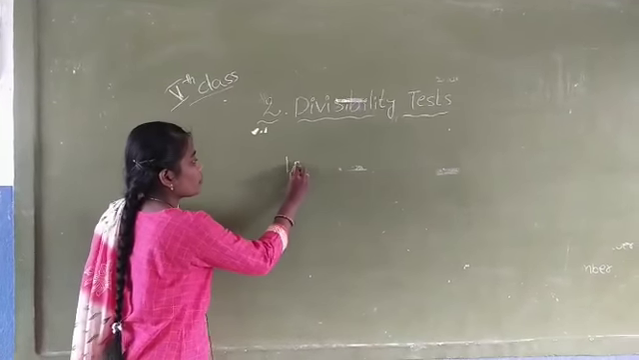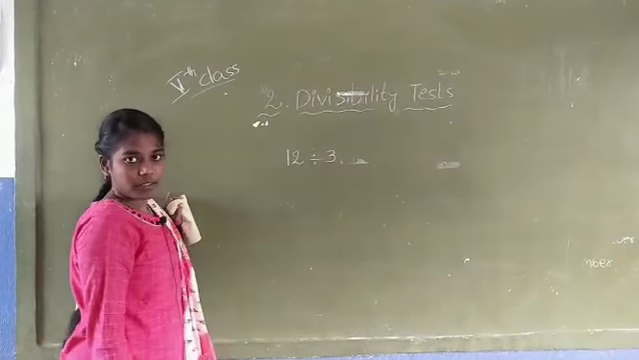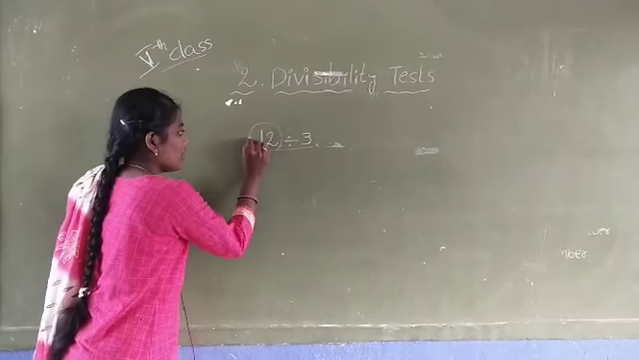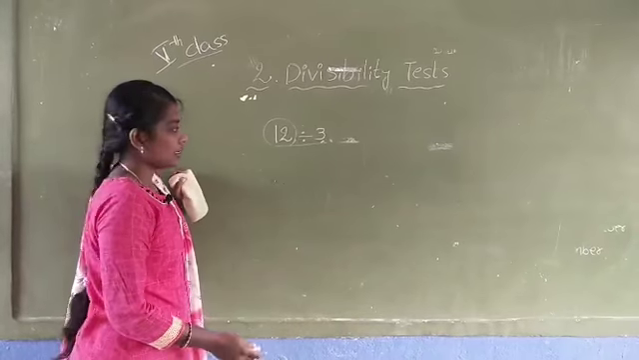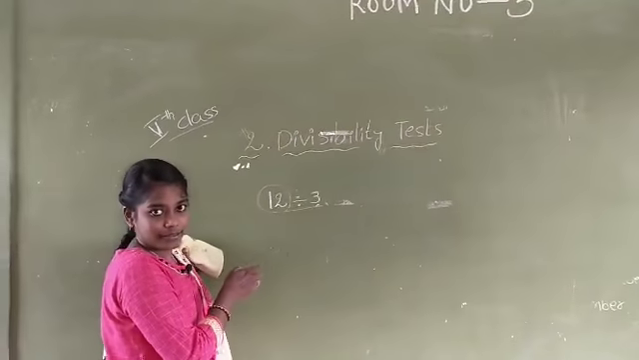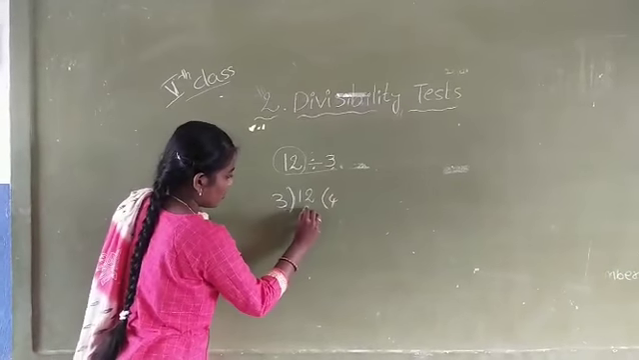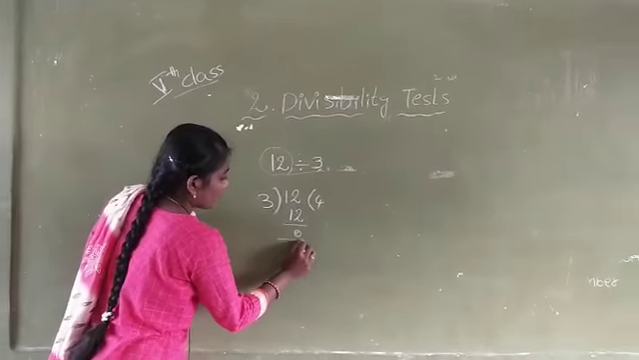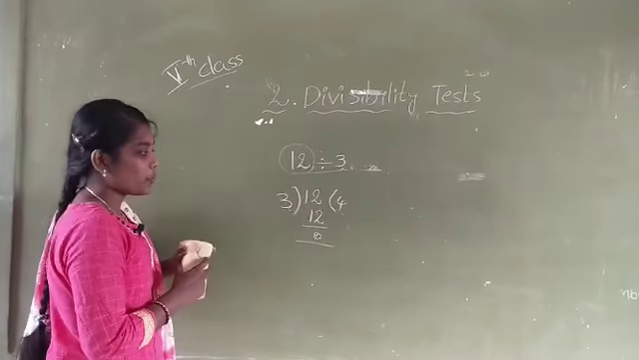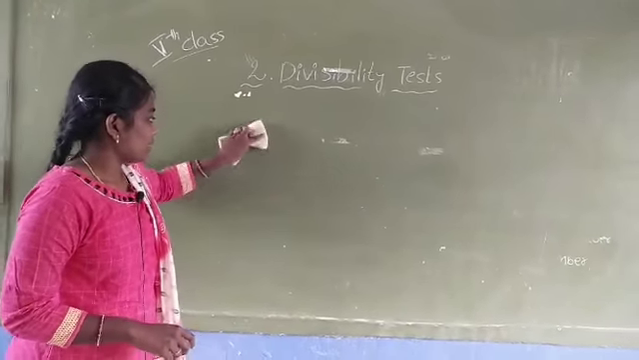For example, 12 divided by 3. Here the meaning is we are dividing 12 into 3 parts. Then we will get the number in each part. For example, 3 fours are 12. Here we are dividing this 12 into 3 parts, and each part contains 4. These are the divisions. You learned the divisions in the previous class and did some problems.